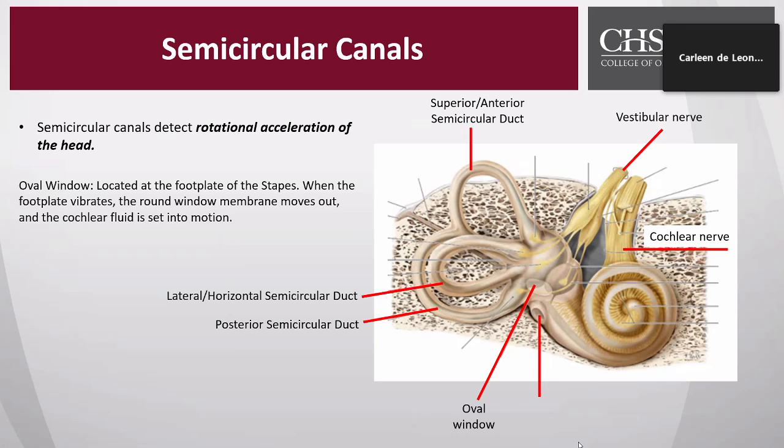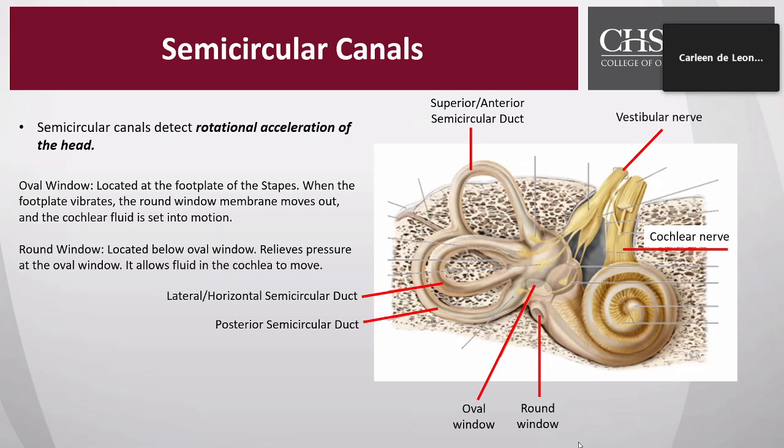The oval window is located at the footplate of the stapes. When the footplate vibrates, the round window will move out of the way and the cochlear fluid will be set in motion. Anatomically, just know that the round window is located below the oval window. This helps relieve pressure at the oval window, and it also helps fluid in the cochlea to move.